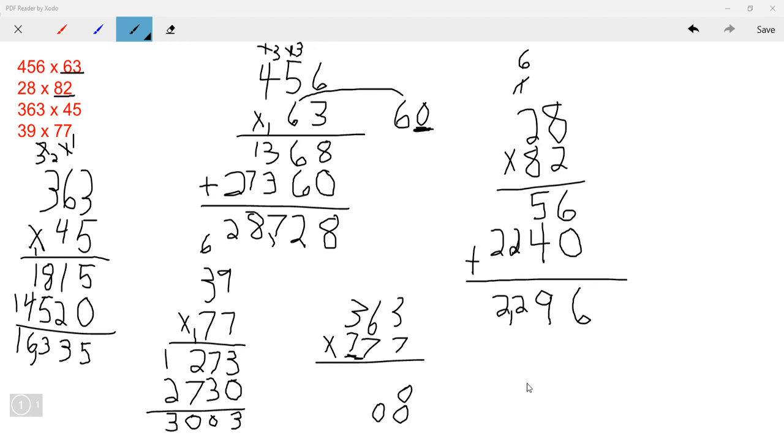Hopefully that helped you understand standard algorithm for multiplication.